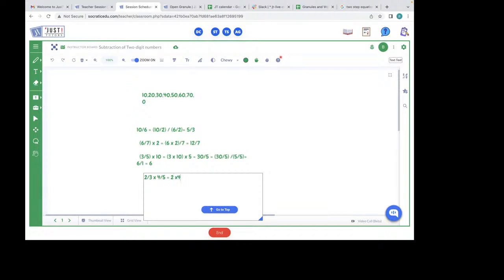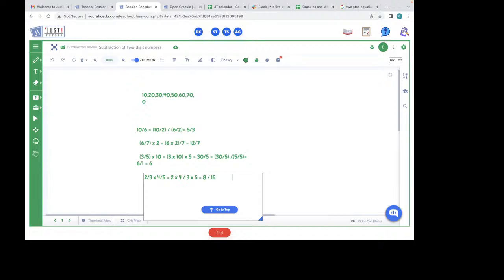Now the denominator of first fraction is 3 and the denominator of second fraction is 5. So 4 multiplied by 2 is 8 and 5 multiplied by 3 is 15. So what I have got is 8/15. So isn't it easy? Easy है, right?